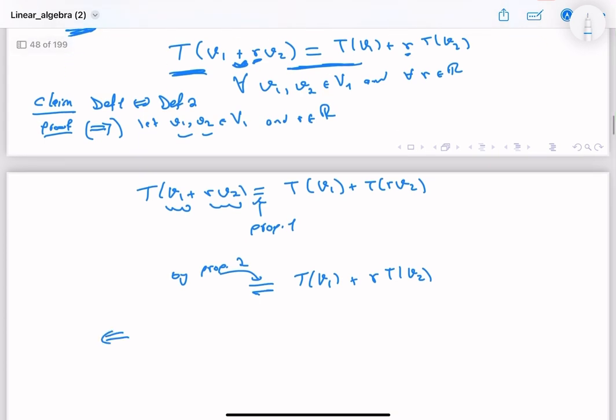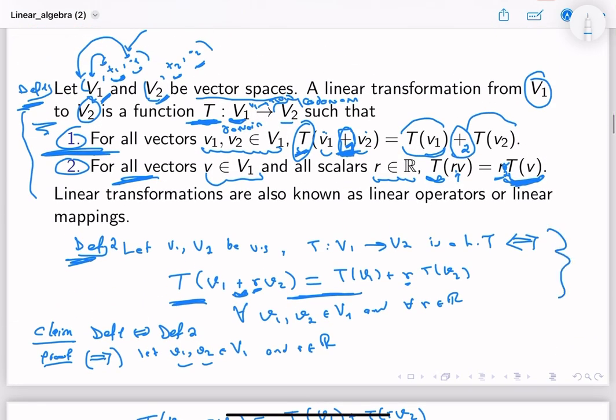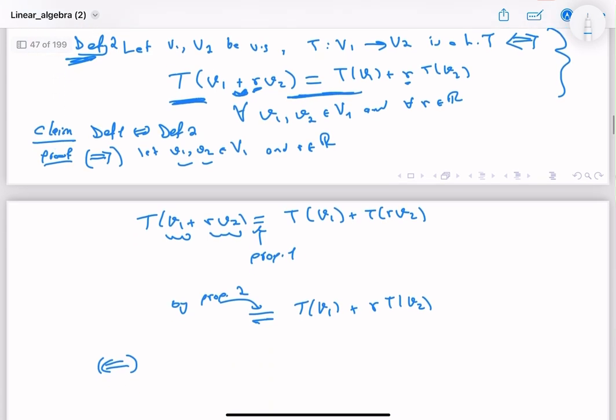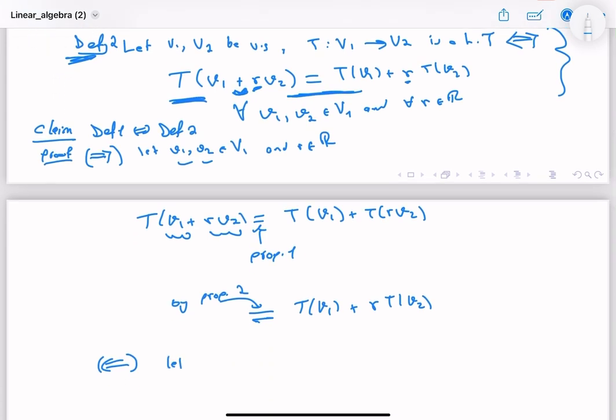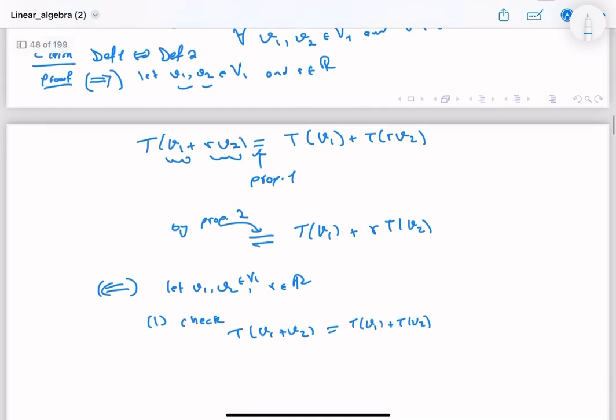Let us prove the other way around. This is an easy proof. We're assuming this thing, and we want to prove that the map should satisfy property 1 and property 2. So let V1, V2 be in big V1 and let R be in the real numbers. And we want to check property 1, that T of V1 plus V2 is equal to T of V1 plus T of V2. So this is what we want to check.